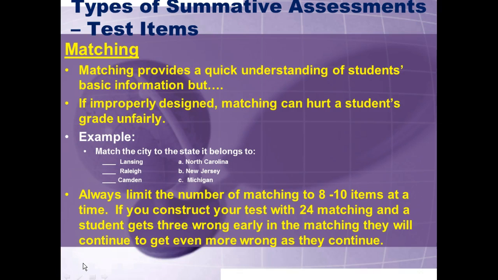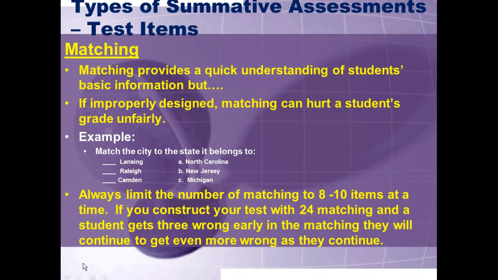Matching. Matching can be done for people. It can be done for events. It can be done for maps. It can be done for vocabulary. All kinds of ways to do it. And so you typically have a column on the left side and you have answer choices on the right side. You always want to include more answer choices than there are blanks to fill in, but not too many more. 1 or 2 more is all you need to do. Don't make this hard on students.